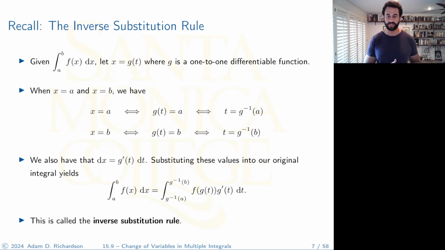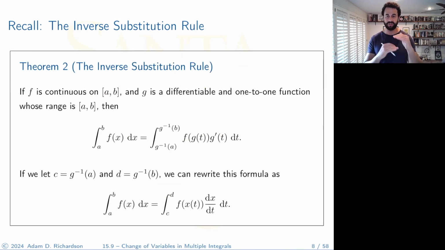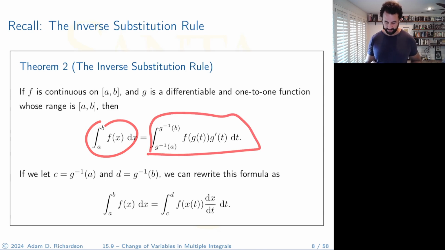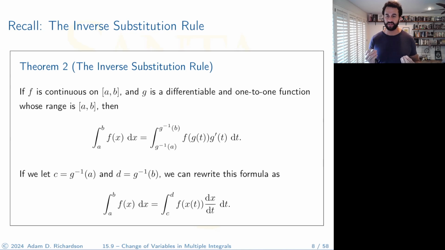We have performed an inverse substitution. Here it is written in a nice clean way. If f is continuous on a to b and g is a differentiable and one-to-one function whose range is a to b, then we can rewrite this integral like so. And just to clean things up a bit and to reveal a little more structure that we're going to see very frequently in this section, let's let g inverse of a be c and g inverse of b be d. We're just relabeling them. So then we can rewrite these as c and d. And what I also want to point out is that, remember, g of t is equal to x. So we can just call it x of t, right?